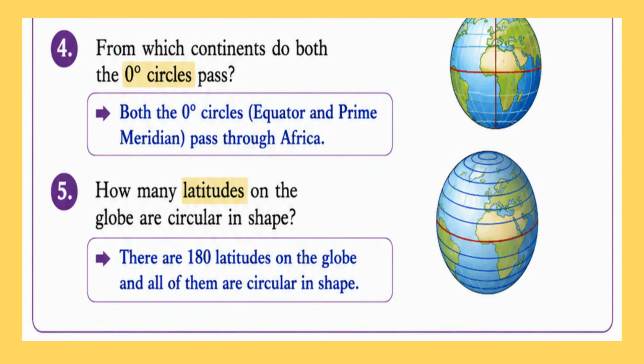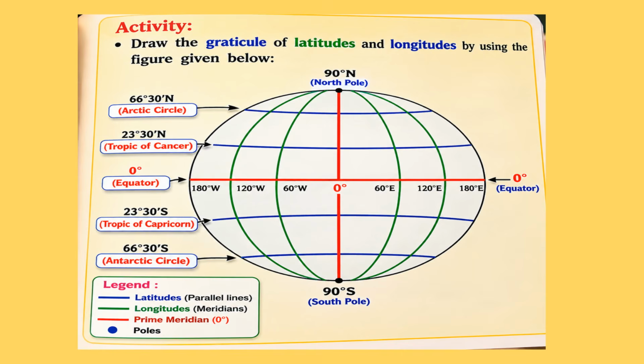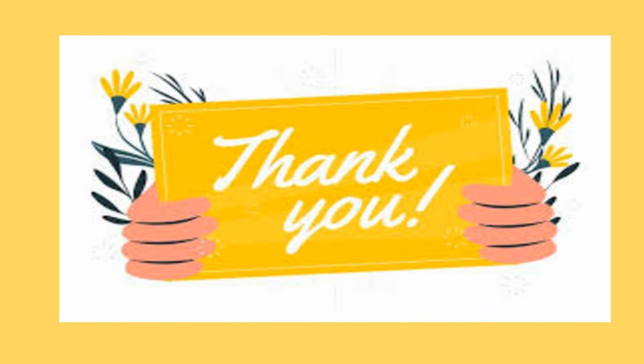Thirdly, which continents and oceans does the prime meridian pass through? It crosses Europe, Africa, the Arctic Ocean, the Atlantic Ocean, and the Antarctic Ocean. Fourth, from which continents do both 0-degree circles pass? Both the equator and the prime meridian pass through the continent of Africa. Finally, how many latitudes on the globe are circular in shape? There are 180 latitudes marked on the globe, and all of them are circular in shape.